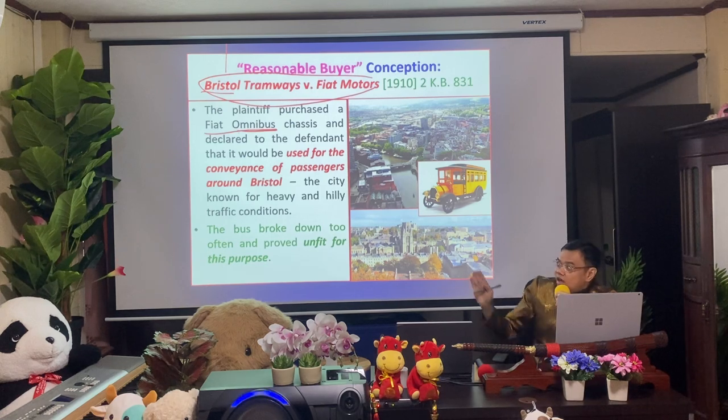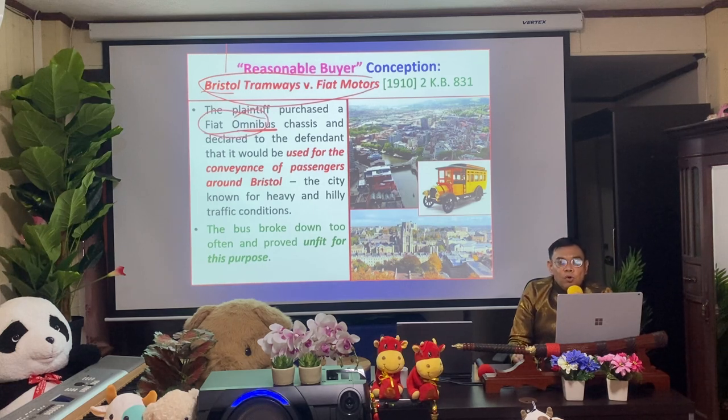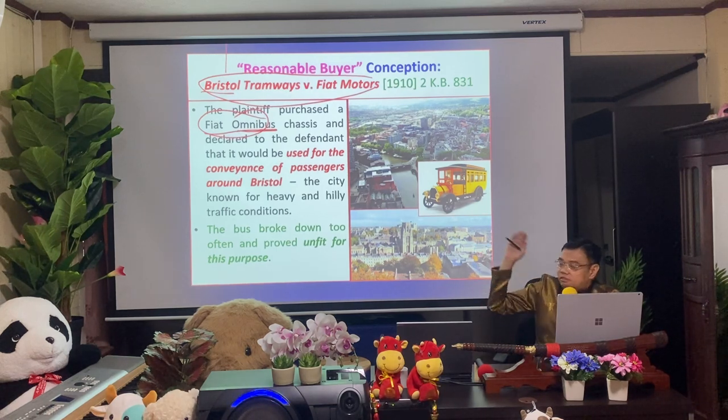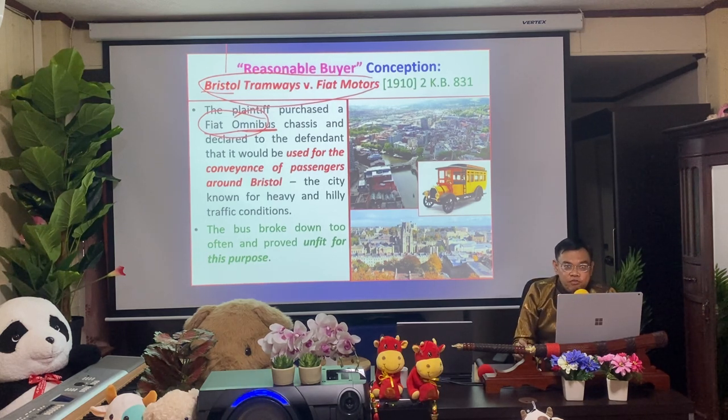In hilly areas. So in this case, when the buyer bought the Fiat omnibus, the buyer would like to use this omnibus for carrying people in Bristol, which is known for areas that are hilly or mountainous. So this minibus seemed to be fine in the sense that it could be used for driving from place to place. But it might not be very fit for conveyance of passengers around Bristol, the hilly city here.